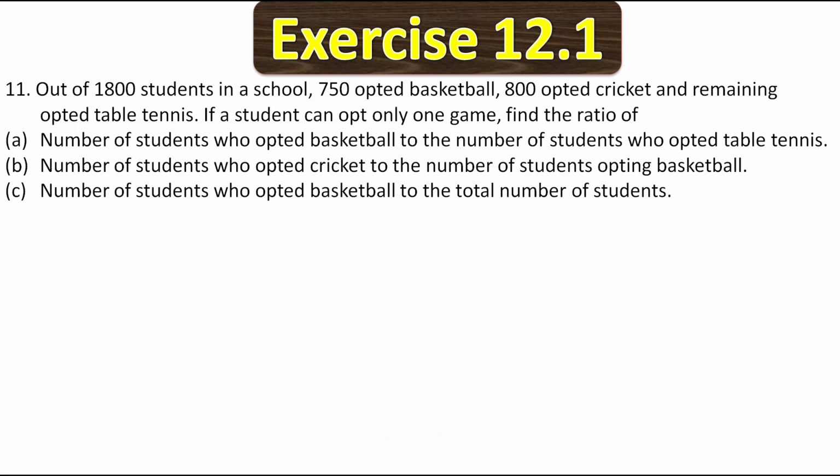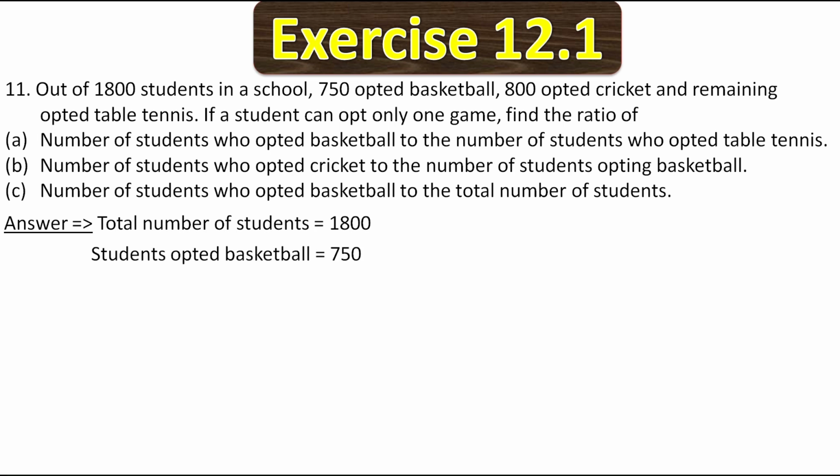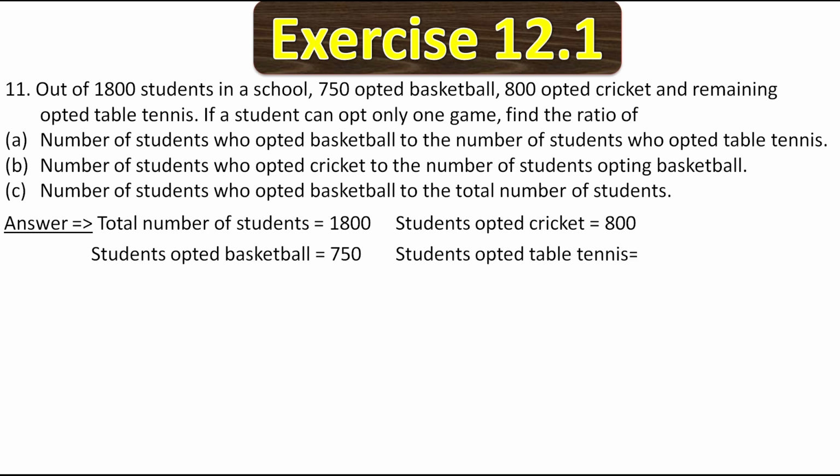Now let's move to the next question, that is the 11th one. Out of 1,800 students in a school, 750 opted basketball, 800 opted cricket and the remaining opted table tennis. If the students can opt only one game, find the ratio of. Okay. So first of all, we will write the given things. We know that the total number of students is 1,800 and the number of students who opted for basketball is 750 and for cricket is 800 students. Now to find the remaining students, we have to subtract 800 plus 750 from 1,800. Then we got the answer as 250.